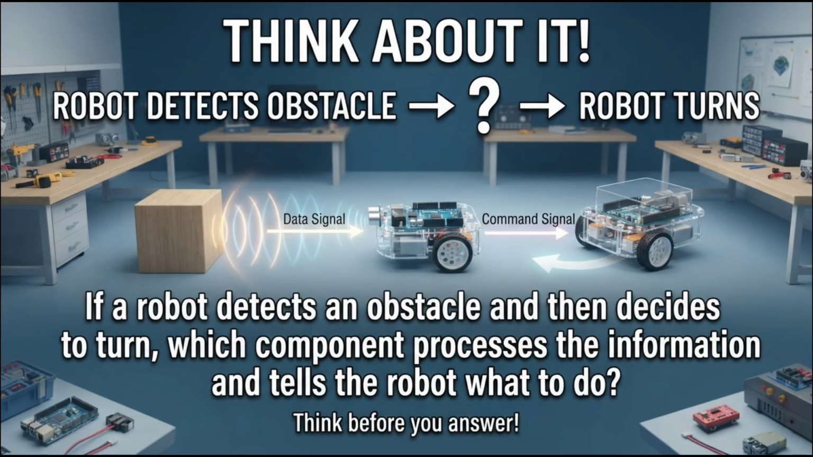Think about it. If a robot detects an obstacle and then decides to turn, which component processes the information and tells the robot what to do? The answer is the controller.